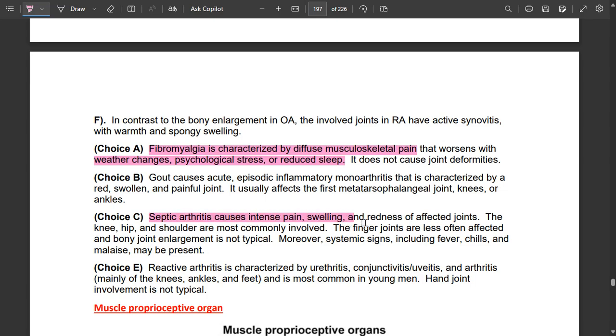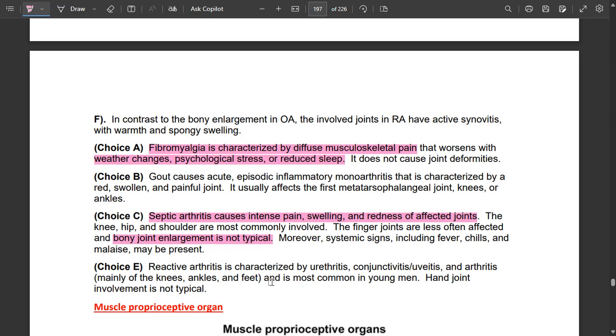Septic arthritis causes intense pain, swelling, or redness of the joint. The knee, hip, and shoulder are most commonly involved. Finger joints are less often affected, and bony joint anatomy is not typical. Systemic signs are present. Reactive arthritis affects the knees, ankles, and feet, and is common in young men. Hand joint involvement is not typical.